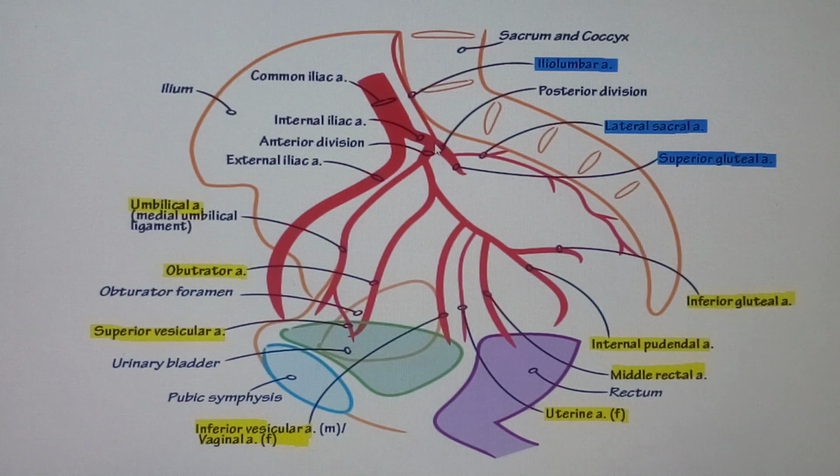Now my friends, what are these divisions going to give rise to? We have about 7 branches in females and about 6 in males coming from the anterior division. The anterior division I've highlighted in yellow. We'll be going in an anti-clockwise manner, so please get the orientation. Then we have the posterior division, which I've highlighted in blue over here. So these are the branches coming from the anterior division in an anti-clockwise manner.